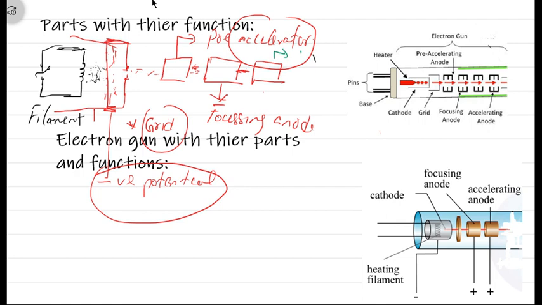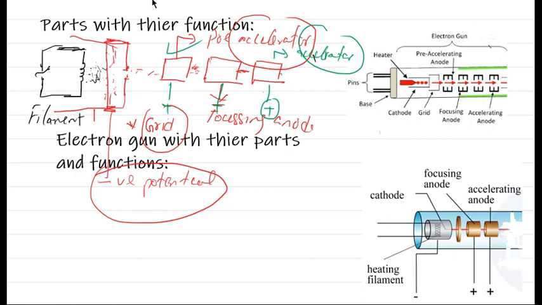The name of the third anode is again the accelerator. What will it do? It will do the same job as the first anode. We apply positive potential to all of them, but at the focusing anode we provide less potential. Here it just focuses, means it makes the rays into a proper beam. Then it is pushed toward the last anode, the third anode, and here we provide more positive potential.